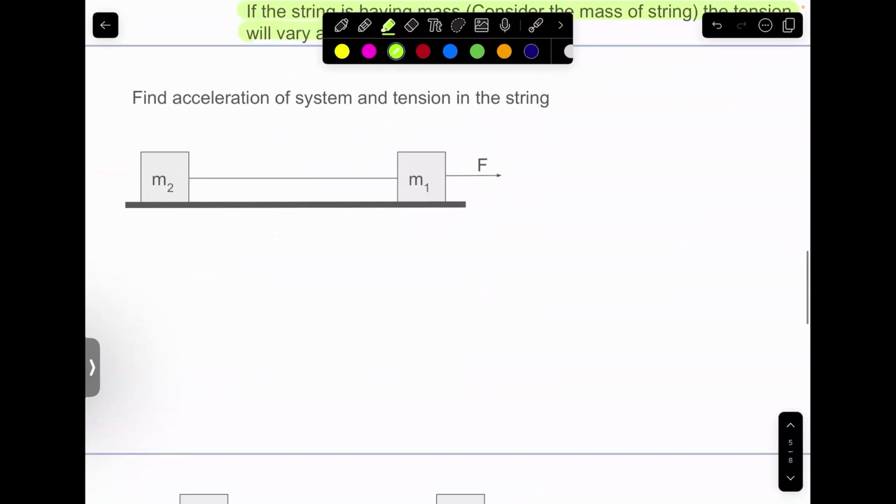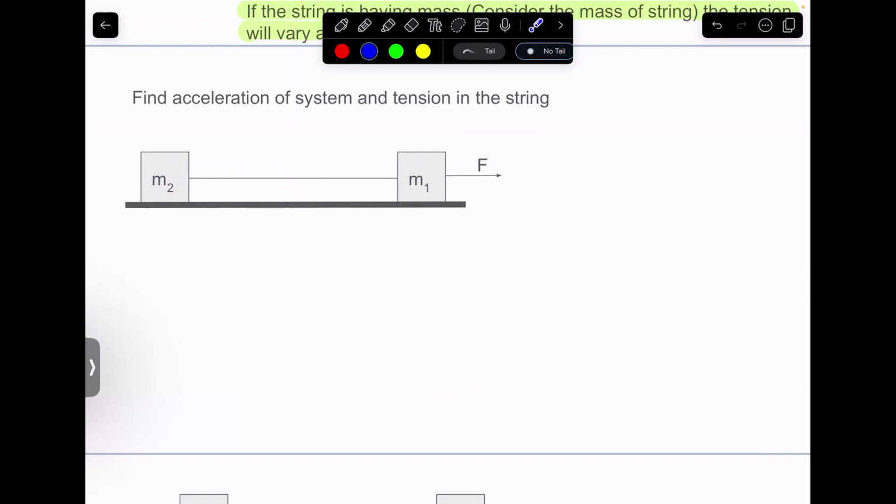Now an example question here. Two blocks are connected using a string. This is a string here, and two blocks are connected with a string, and it is being pulled. One of the blocks is being pulled with a force F. So what will happen? Because of this string, this will also get pulled along with mass M1.